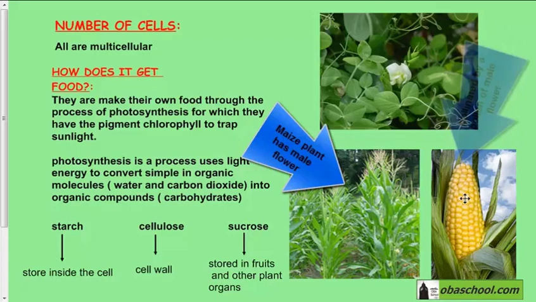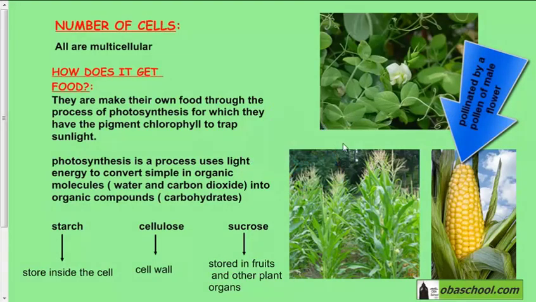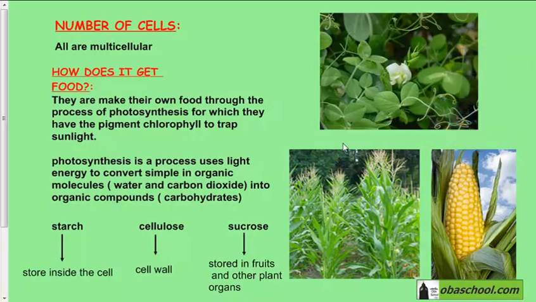And now we have learned some properties of plants, like their multicellularity, how they make food by photosynthesis, how the cell wall is made up of cellulose, and a quick overview on their reproduction.